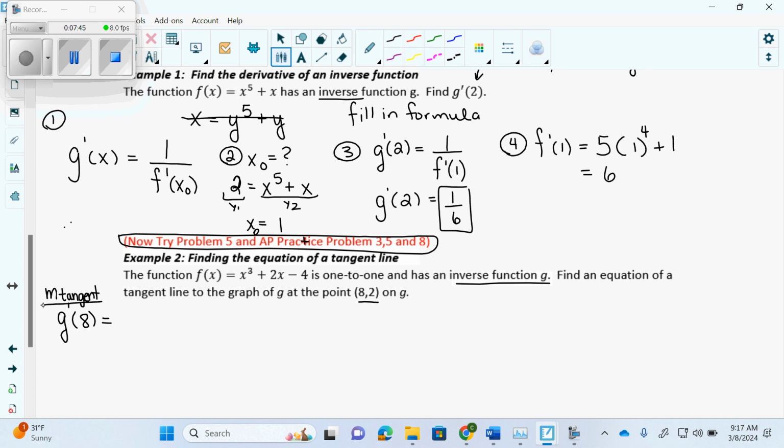So we want, this is going to be our m tangent, because it's the first derivative. So we want g prime of 8, so we want 1 over f prime of x-naught. We just need to find out what the x-naught is, right? How do we get it? We're going to fill the what into here? What in for what? 8. Why do we fill the 8 in for y? Because the original coordinate would be what? (2, 8).